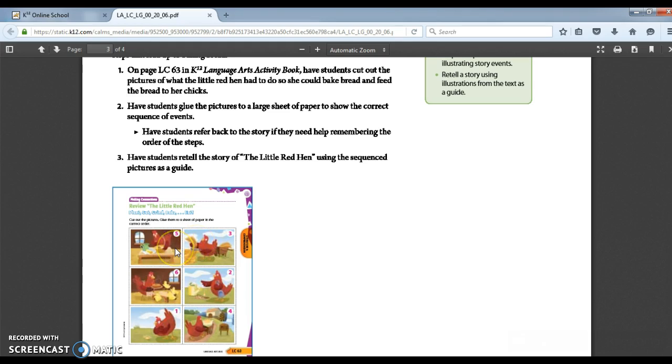Once you do that, boys and girls, then I want you to retell the story of the Little Red Hen using the pictures as your guide. So I'm going to give you a couple of minutes to do that. And then I want you to retell the story to your learning coach using the pictures to help you.